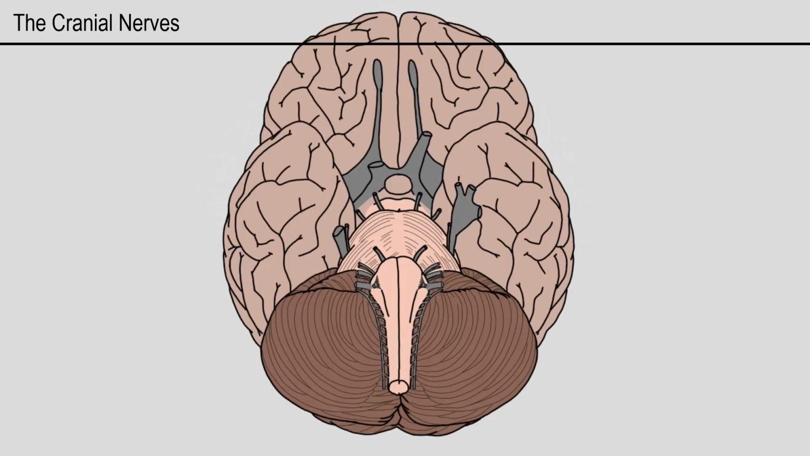As already mentioned, we have 12 pairs of cranial nerves. 10 of these 12 pairs arise from the brainstem. The first two that we will look at do not arise from the brainstem, but instead arise from the cerebrum. The cranial nerves are numbered 1 to 12, written in Roman numerals, but they also have names too. Knowing the names of the cranial nerves will help you remember the roles of each nerve.